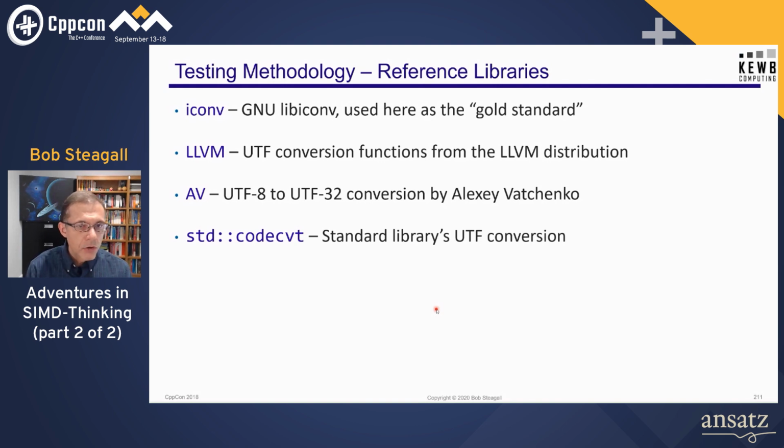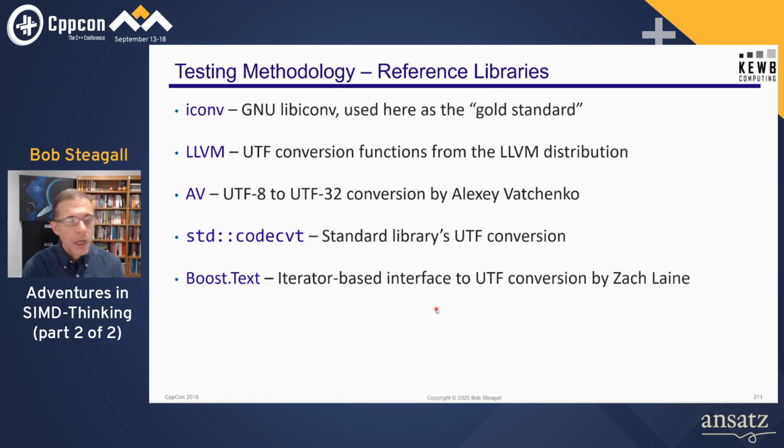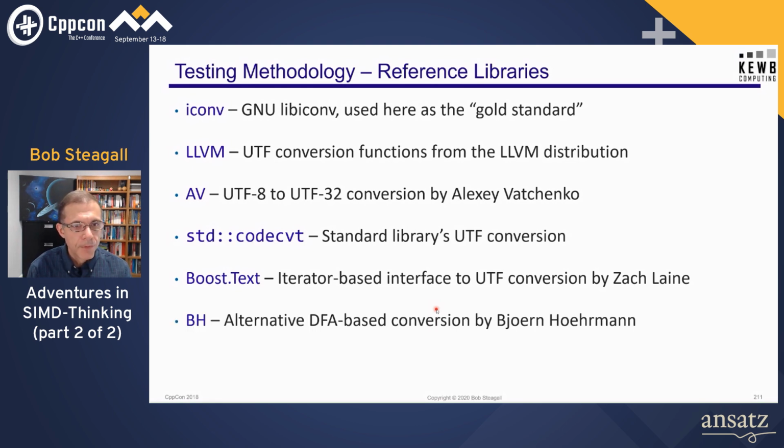I used std::codecvt from the standard library's UTF implementation, which will also do this, albeit very slowly. I used Boost.Text, although this is the same version of Boost.Text that I used 2 years ago. Zach Laine has recently greatly improved the performance of Boost.Text, so don't pay much attention to that column in this presentation. I didn't have time to integrate his code and make it work. But because I used it previously, I decided to include it in this one.